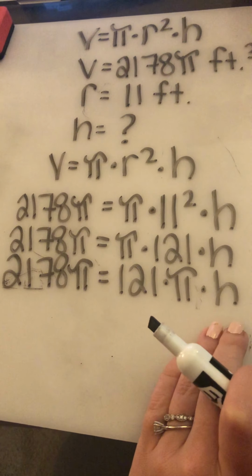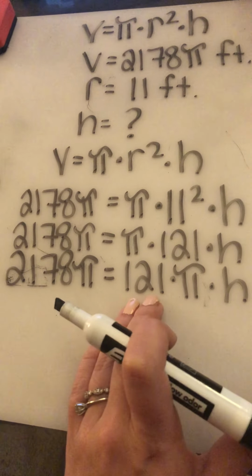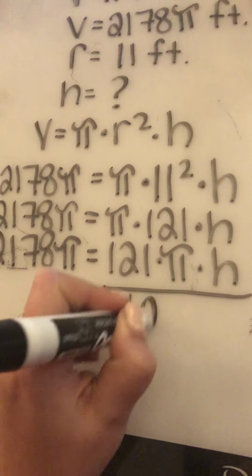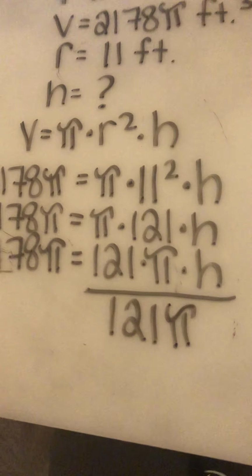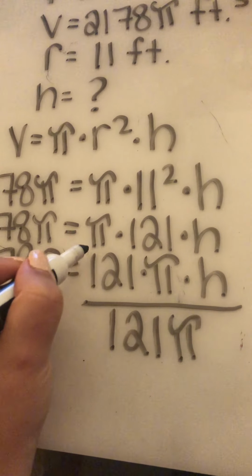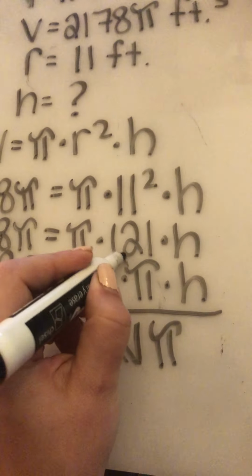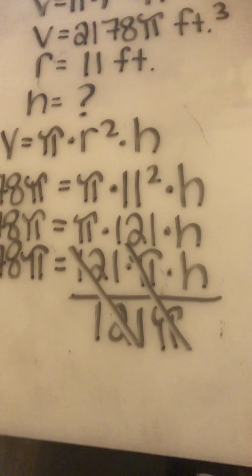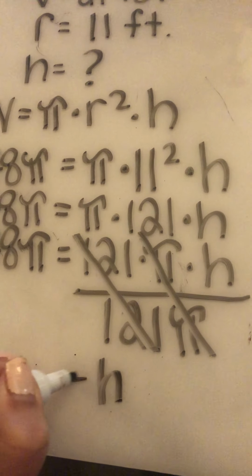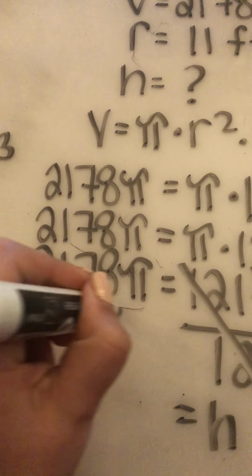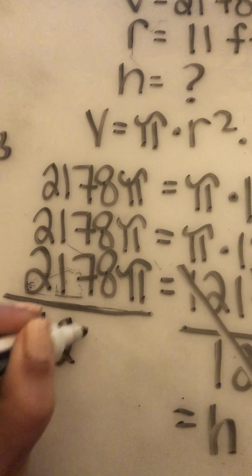Now, our goal is to isolate h. In order to isolate h, we have to inverse the operation that's happening to it, which is multiplication. So I'm going to divide by not only 121 but 121 pi. The reason I do that is because 121 over 121 will cancel to 1, and pi over pi will cancel to 1. Anything over itself cancels out or equals 1. We don't have to put the 1 in front of h because we know it's there. So we get h isolated. Now, when I move over to this side, I'm going to do the same thing. I'm going to divide by 121 pi.